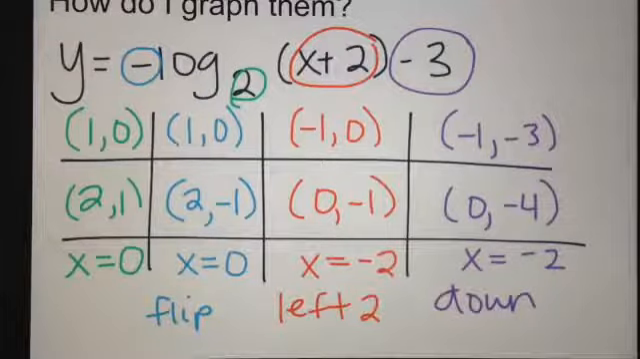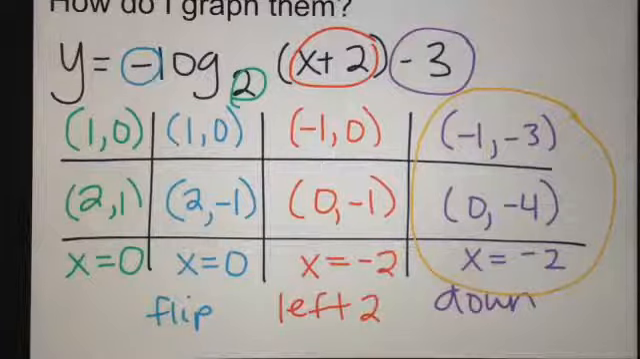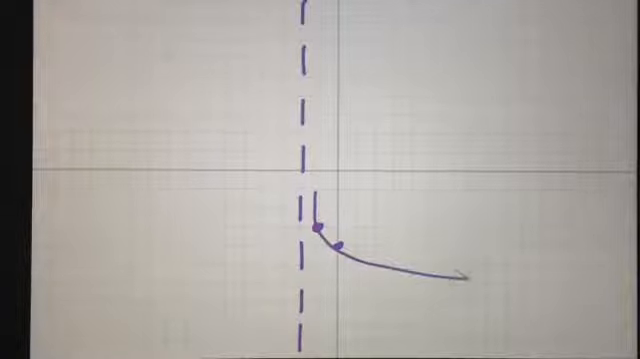So when you look at your chart, the only thing that's going to help you graph it is this final column. So we're going to graph that vertical asymptote at negative 2, and then we're going to graph those points. So negative 2, vertical asymptote like so. And your 2 points were negative 1, negative 3, and 0, negative 4. And then you can go ahead and draw your graph in.